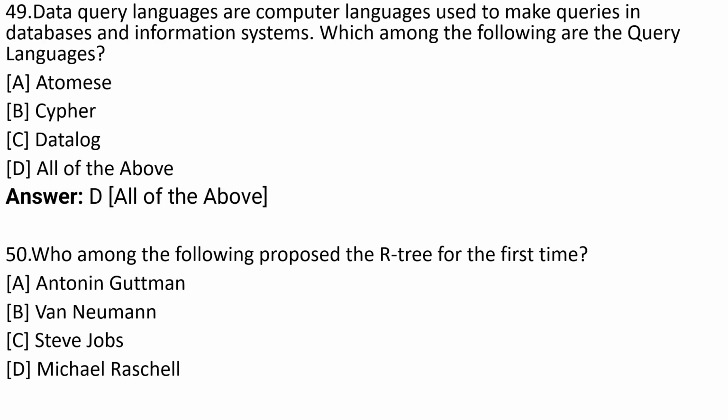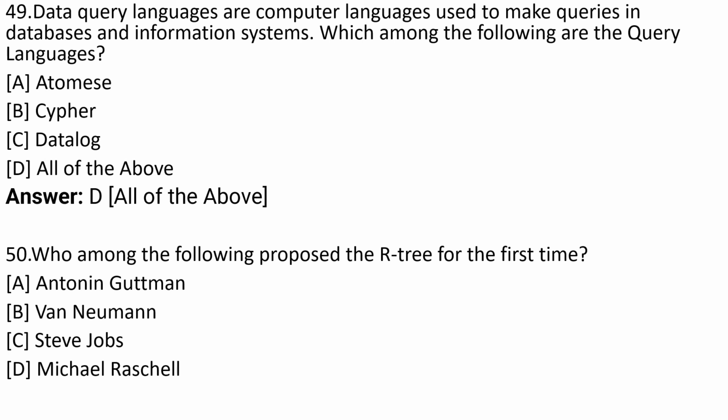Question number 49. Data query languages are computer languages used to make queries in databases and information systems. Which among the following are the query languages? Option A Atomic, option B Cipher, option C Datalog, option D all of the above. And the answer is option D all of the above.